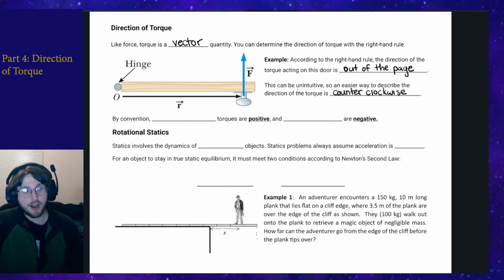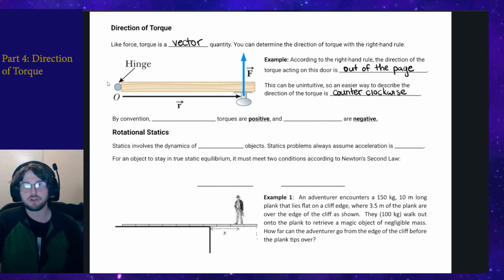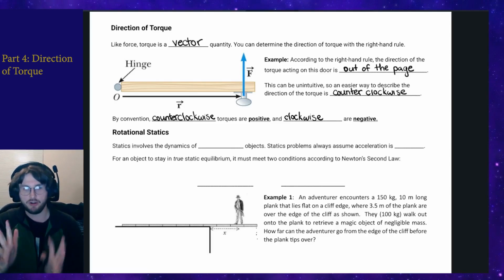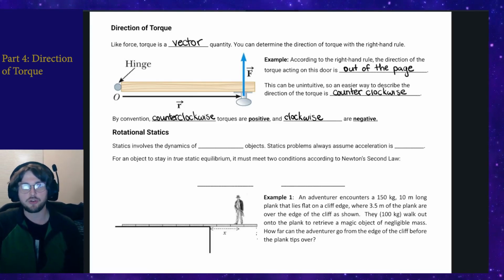From here on out, I am going to be describing the direction of torque as counterclockwise or clockwise. I think it makes a bit more intuitive sense and it's a little easier to visualize. So in that same vein, by convention, we're going to call counterclockwise torques positive and clockwise torques negative. That's really all of the crazy stuff regarding torque itself. And so now we're going to move on to figuring out how to apply some of this stuff.